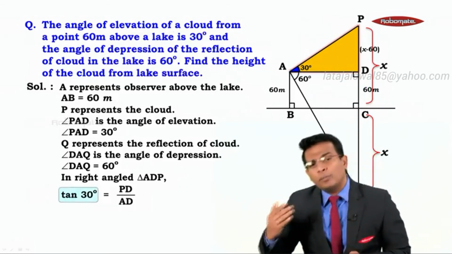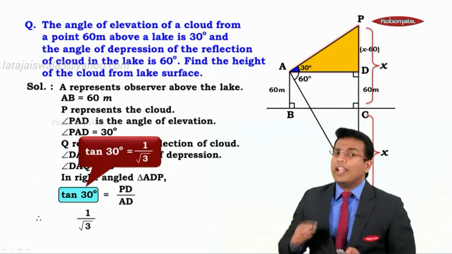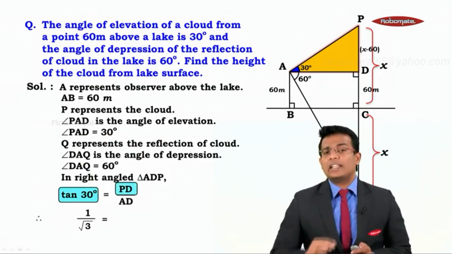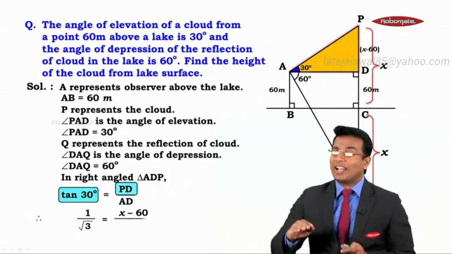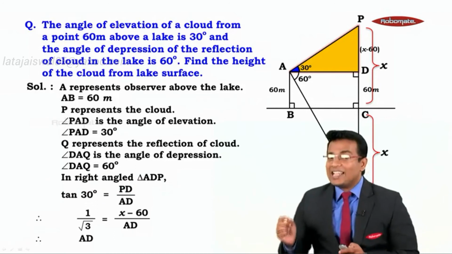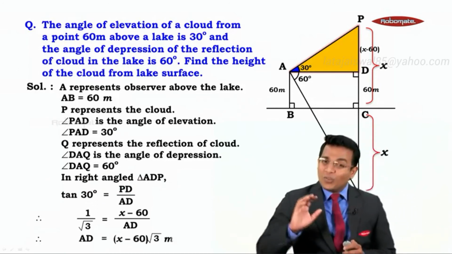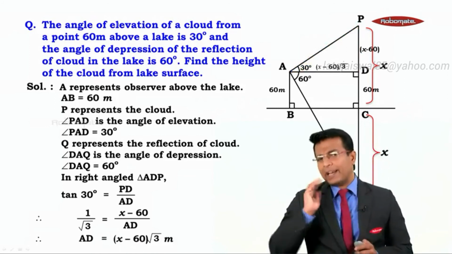Now tan 30 from the trigonometric table, we know that it is 1 upon root 3. We substitute that value there. And the value of PD, we know that it is x minus 60. We substitute that, and the value of AD remains as it is. So now we cross multiply. So we get AD is equal to (x minus 60) into root 3. Right? So we got this value of AD. We keep it as it is.